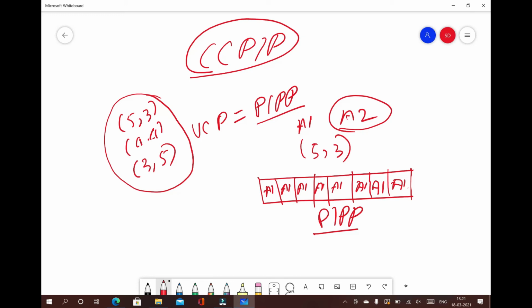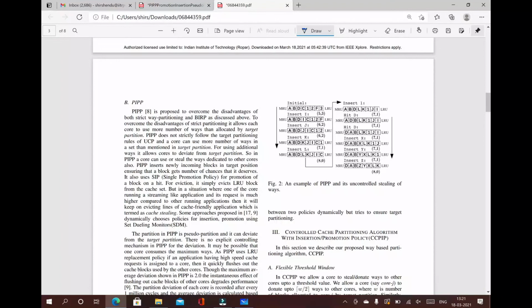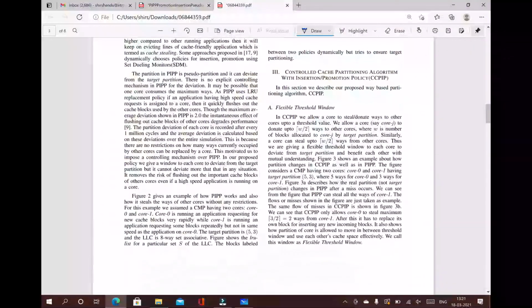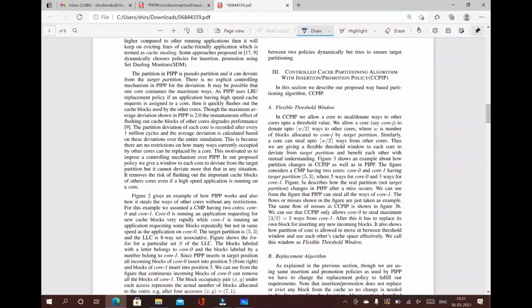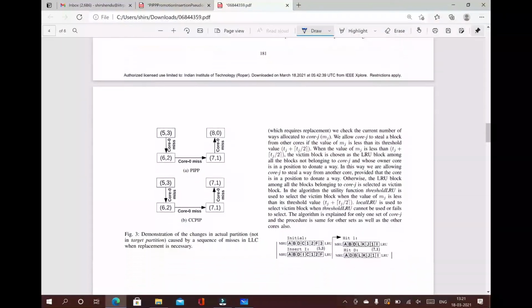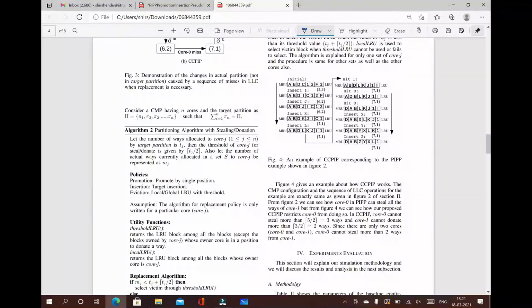That is handled in CCPIP. In CCPIP the deviation is a controlled deviation, meaning we allow deviation, but it will not be such that one application takes all the ways from another application. That is controlled in CCPIP, and the remaining things are simple and easy to understand. I am not explaining all these things, but as with the other papers, I expect you to read up to the experimental section, and if anything is not clear, let me know. So that's it for CCPIP.